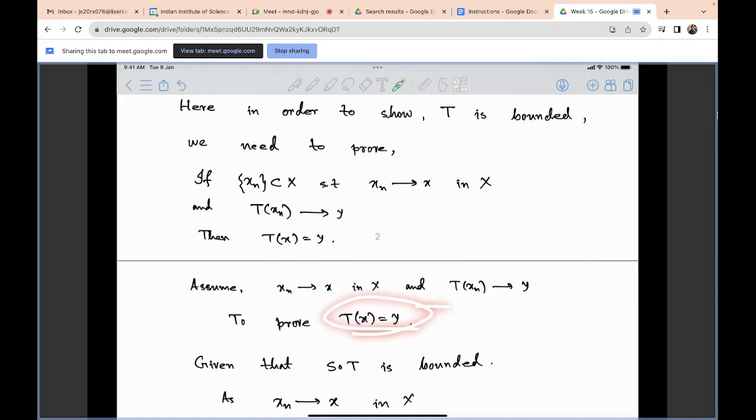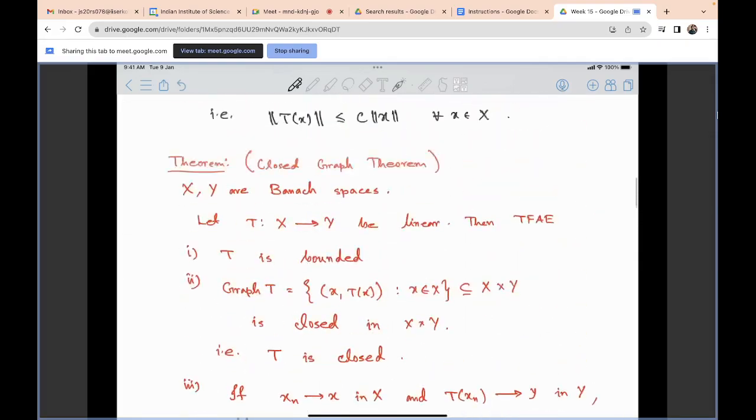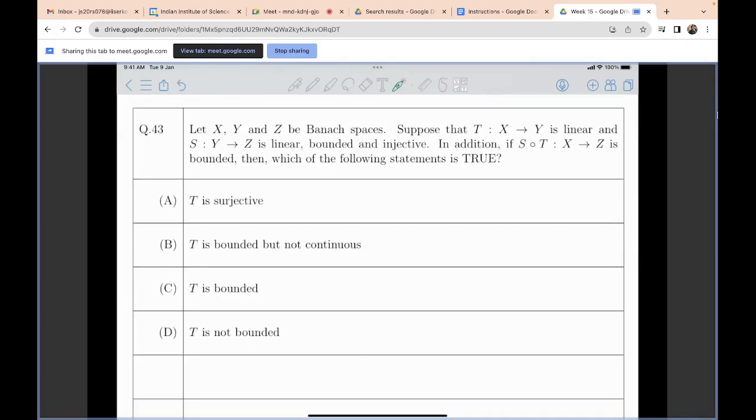So therefore by closed graph theorem, which implies T is closed, which implies T is bounded by closed graph theorem. So we have shown that T is bounded, right? So therefore what we have got here, T is bounded but not continuous. But for a linear operator, continuous and bounded are the same. So T is bounded. If T is bounded, so T is not unbounded.